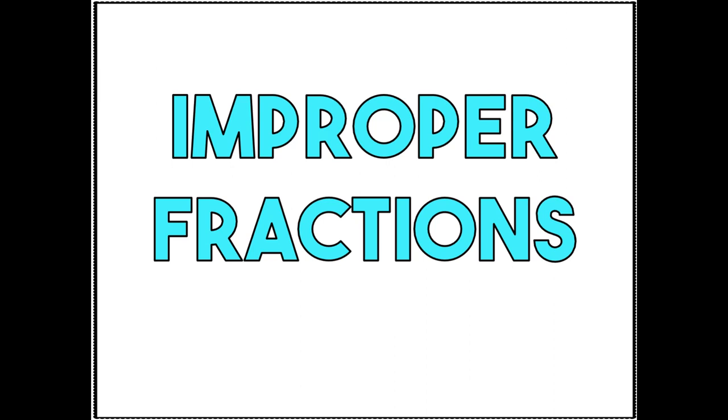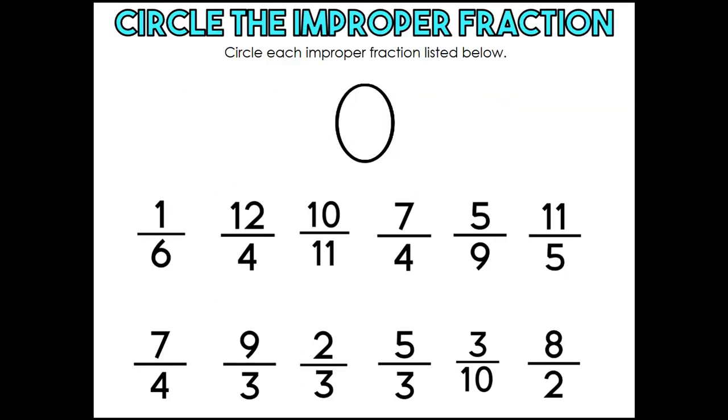Then you'll come back to the video and we'll do some more examples, and then I'll send you off to do the rest of the problems on that page. So let's go ahead and get started. First, it says circle the improper fraction. Remember that an improper fraction is when the numerator is larger than the denominator.